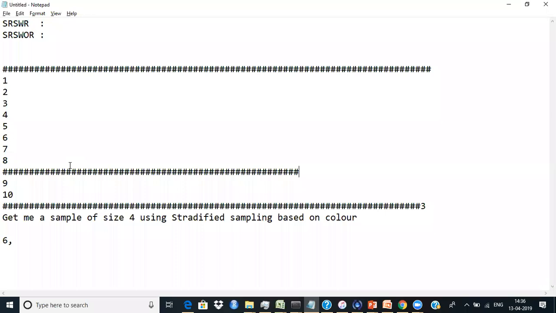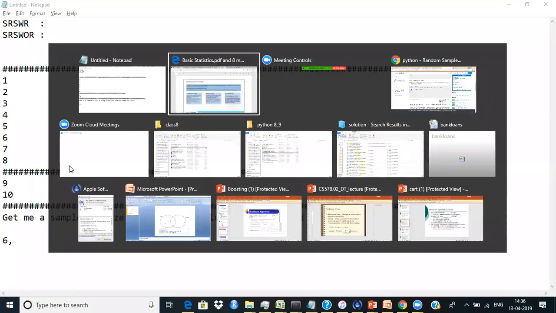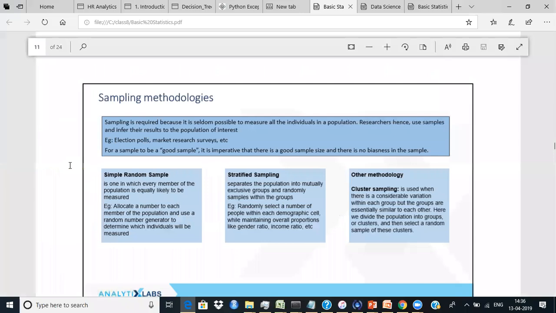Okay, now, so this is what we have on simple random sampling and stratified sampling. Now remember, stratified sampling is also of 2 types based on whether you use SRSWR or SRSWOR. After you have created the strata, you can use with replacement as well as without replacement, right? So based on that, this can also be of 2 types. Stratified sampling with replacement, stratified sampling without replacement.